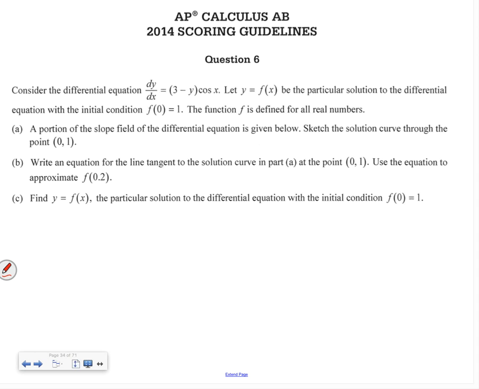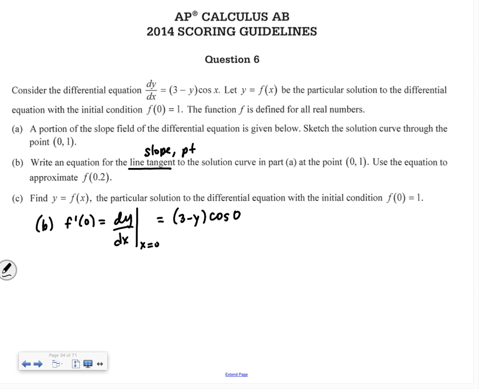Part B says write an equation for the line tangent to the solution curve in part A at the point 0, 1. Use the equation to approximate f of 0.2. So again, line tangent, we need the slope and we need a point. Our point we have, 0, 1. The slope is going to be whatever f prime of 0 is equal to. So f prime of 0 is the same as plugging x equals 0 into our dy over dx, right? So we're going to have 3 minus y times cosine of 0.